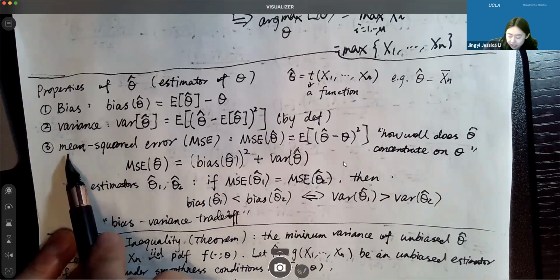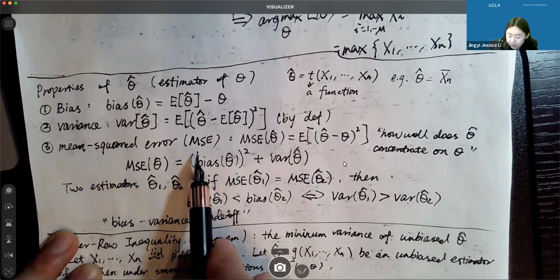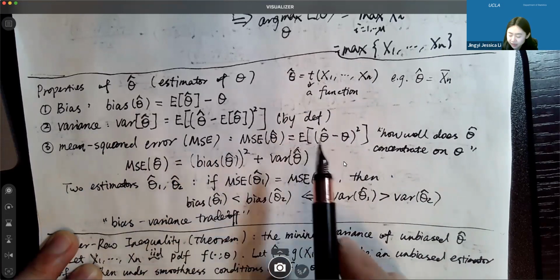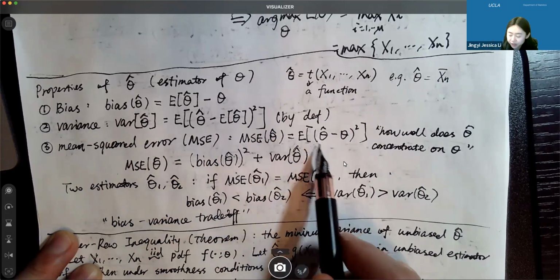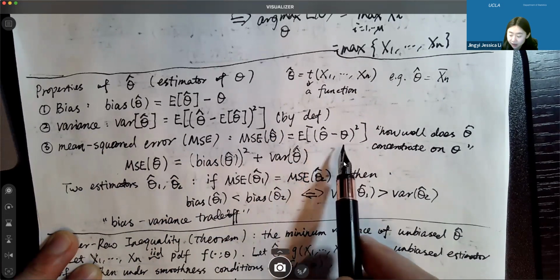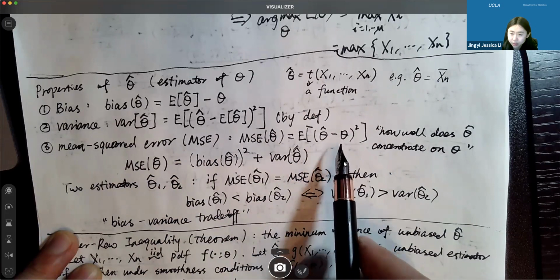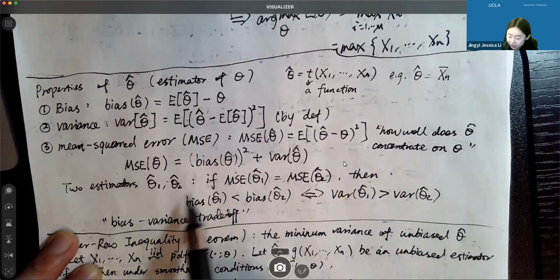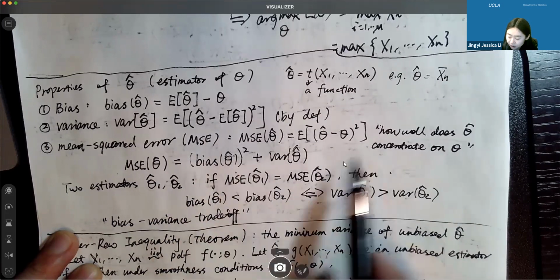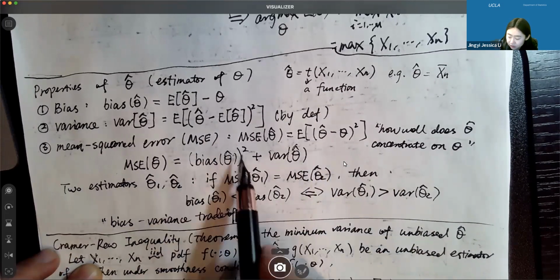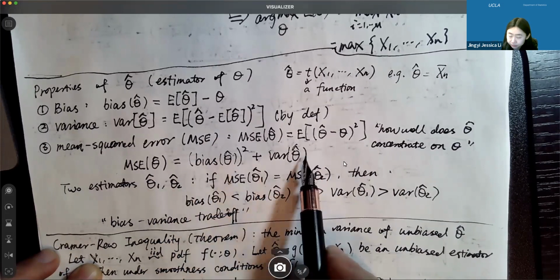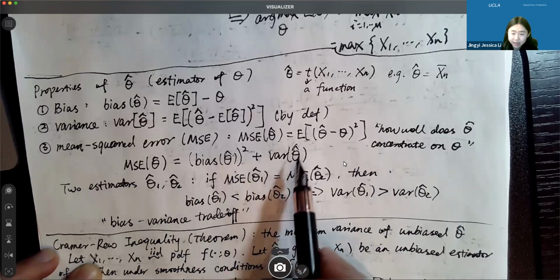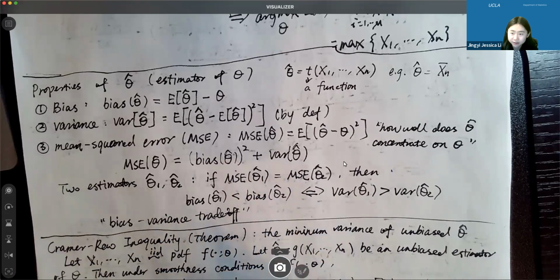And finally, this is the most important property, the MSE, which is defined as the expectation of the square difference between theta hat and theta. Here we're using theta, the parameter of our interest, instead of the expectation of theta hat. We can actually decompose this into the bias square plus the variance. To show that, I can leave this as an exercise for you; it's basically algebra.